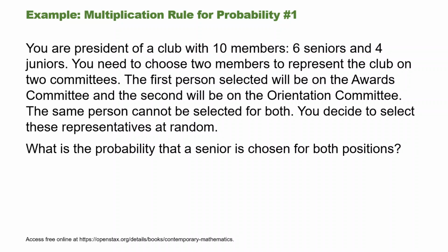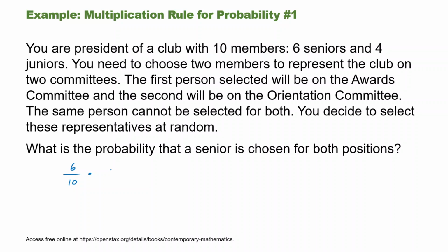Once we remove a senior from the group, we no longer can select them again, and so the sample space actually changes. So to begin with, there are 10 people. But let's choose a person for the first group. For the first position in the awards committee, there are 10 students to select from and 6 seniors, so it's a 6/10 probability for that first one.